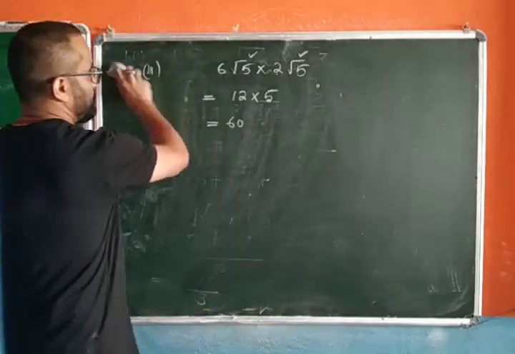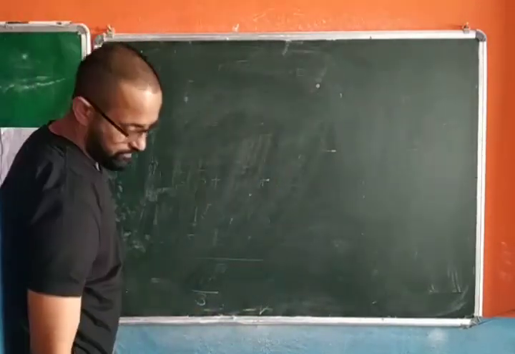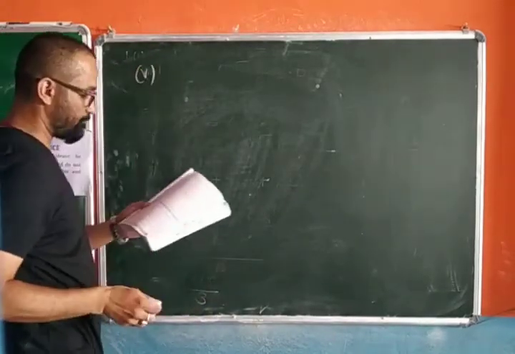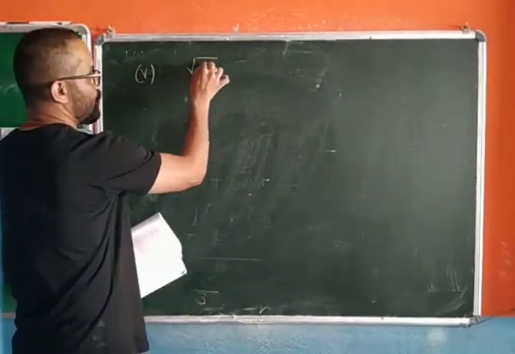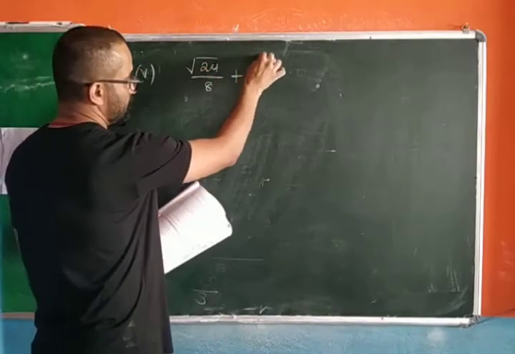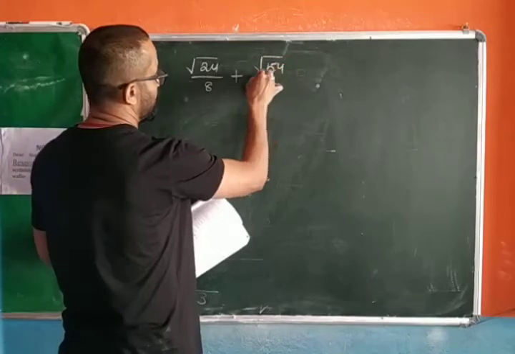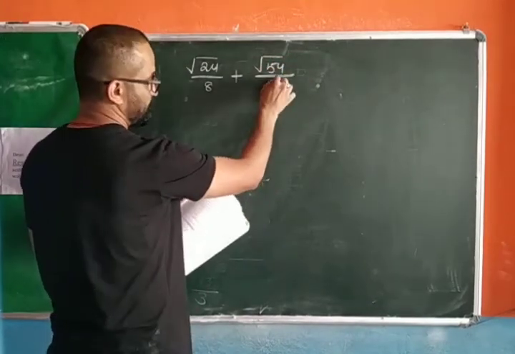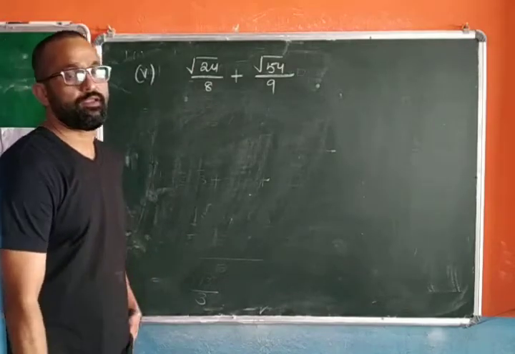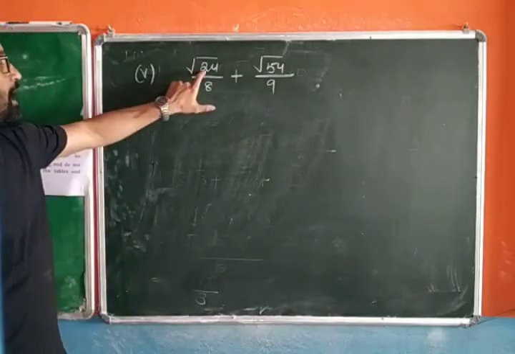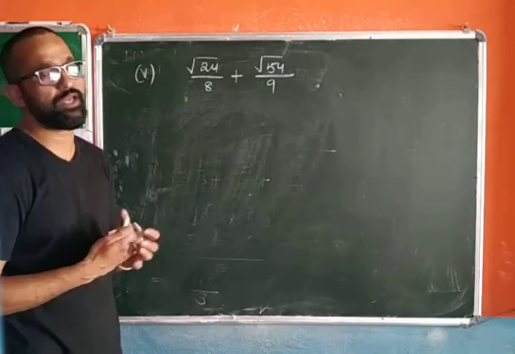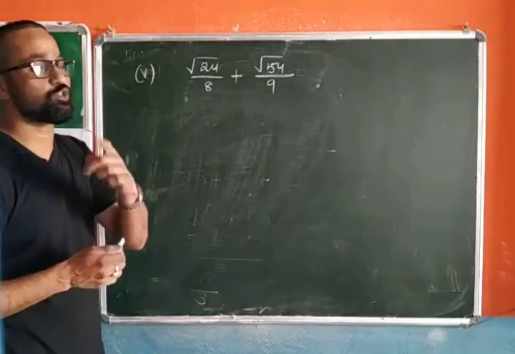Question number 5. It is root 24 divided by 8 plus root 54 divided by 9. So look at the calculation here. We have 24. So we simplify in such a way that we get a perfect square number.